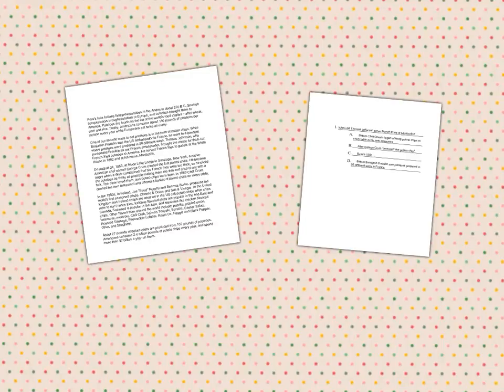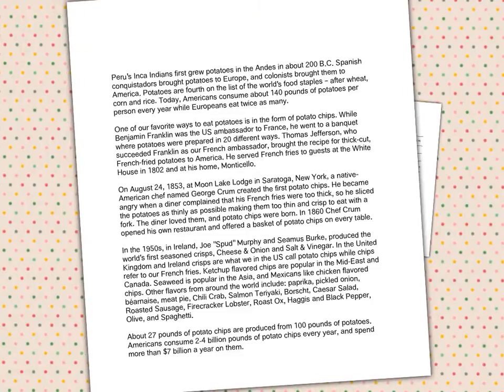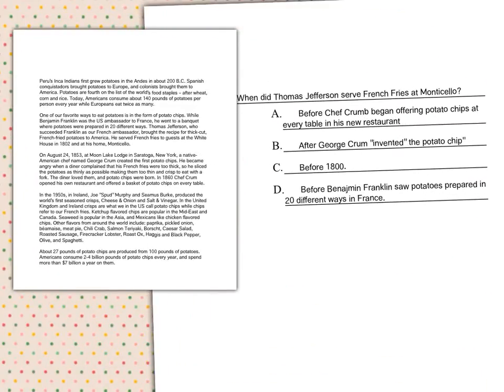Now let's practice. Take a second and read this passage about Peru's Inca Indians to yourself. Pause the video. Okay, now that you've read the passage, let's look at the question. When did Thomas Jefferson serve French fries at Monticello? Read through the answer choices, locate them all in the passage, and decide which answer choice is the best. Make sure to write down your answers to bring them to class to get credit for doing this assignment.